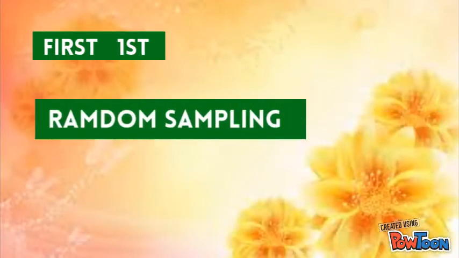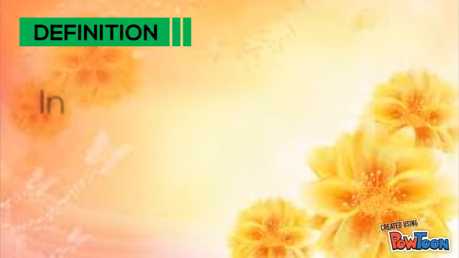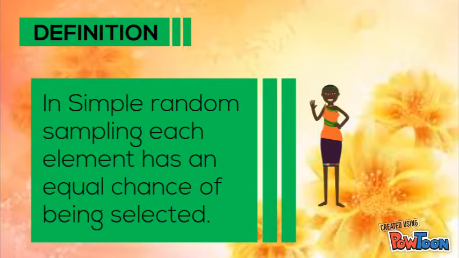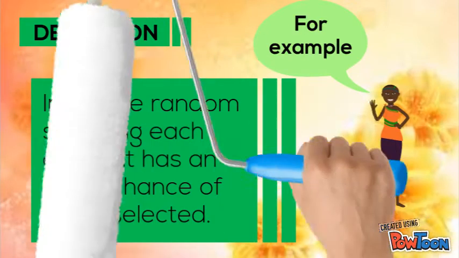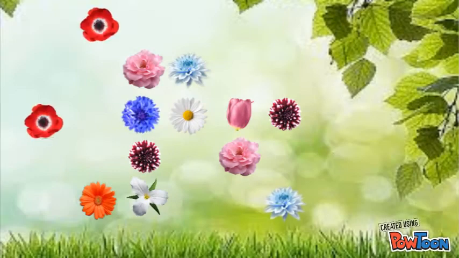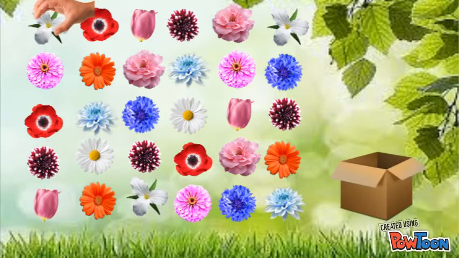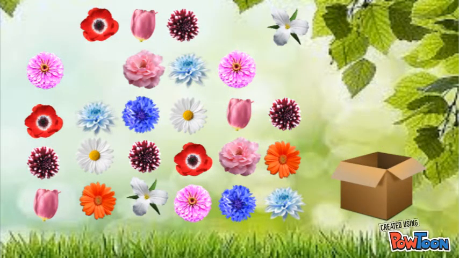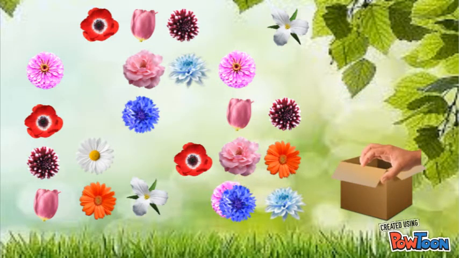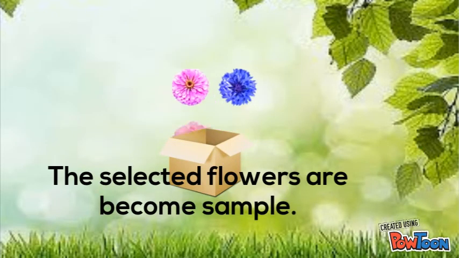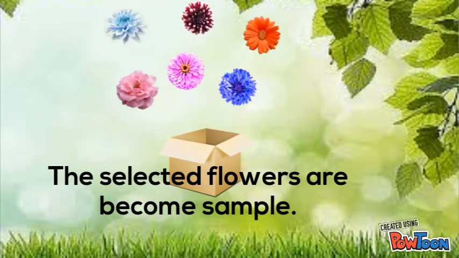The first is random sampling. In simple random sampling, each element has an equal chance of being selected. Now we go to the example. This is all the population. We just choose randomly to be our sample, without having any procedure, rules, or criteria. The selected flowers become the sample, so this process is called random sampling.